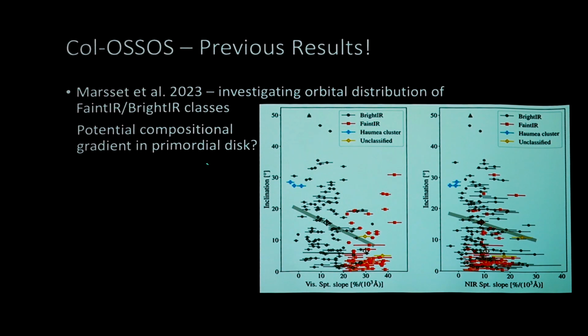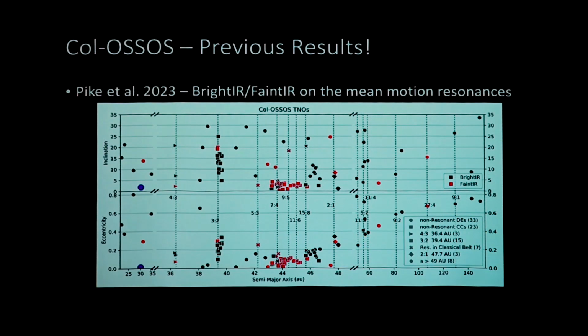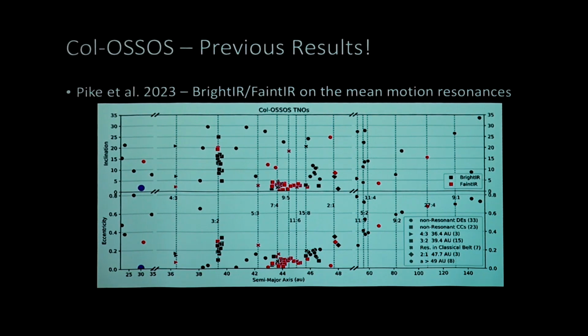So, for example, from this 2023 paper from Mikhail Marcet, you can see that there's actually, even just within the bright IR class, a correlation between inclination and spectral slope, suggesting that there might have been a gradient in the primordial disk. Or you saw this figure, I think, in one of the talks earlier about the distribution of these different surface classes on the mean motion resonances and how you can maybe infer stuff about how the resonances were captured throughout the period of planetary migration in the early solar system.